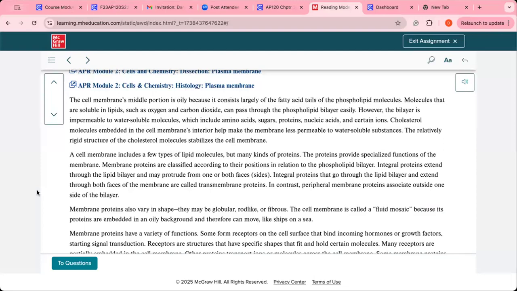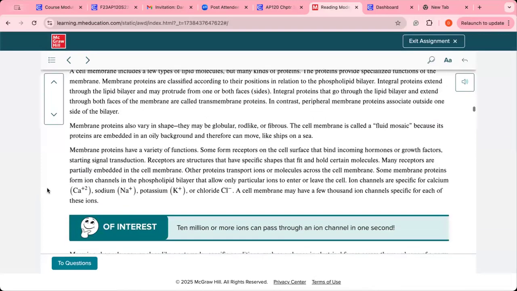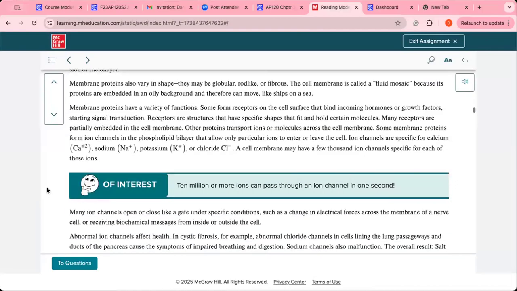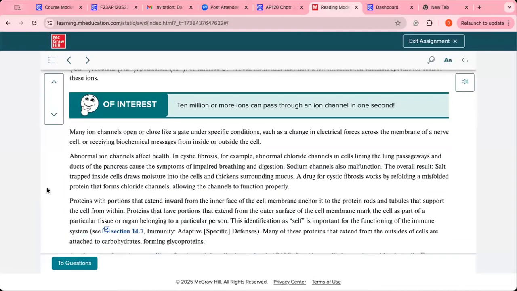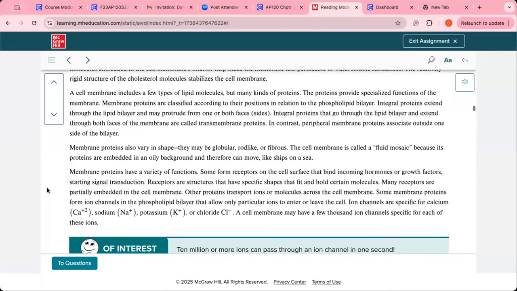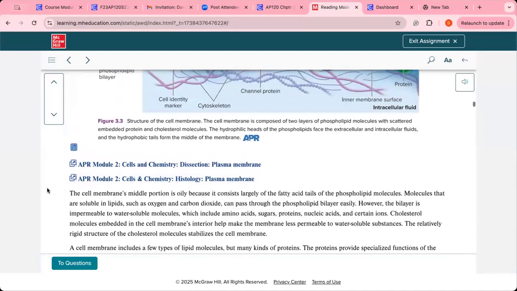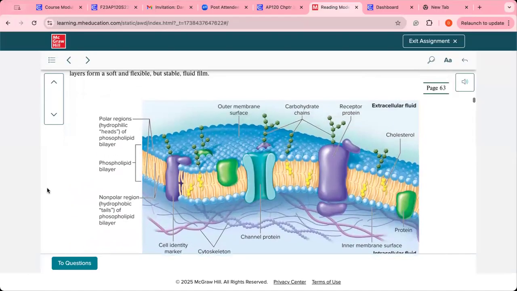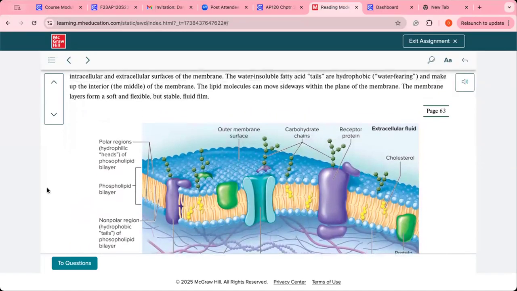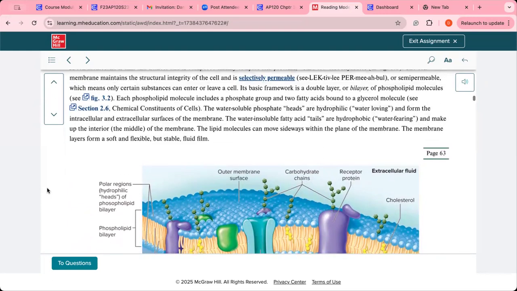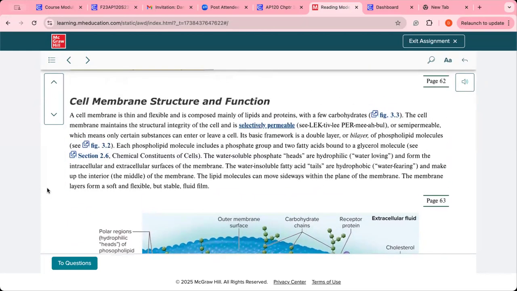Keep going. See if there's anything else about many ion channels. Okay, but that's not telling me the shapes that they. Is there anything above where we were at? So go up the page again. Is there anything I missed? Maybe here, hold on. Keep going. Water fearing and make, okay.